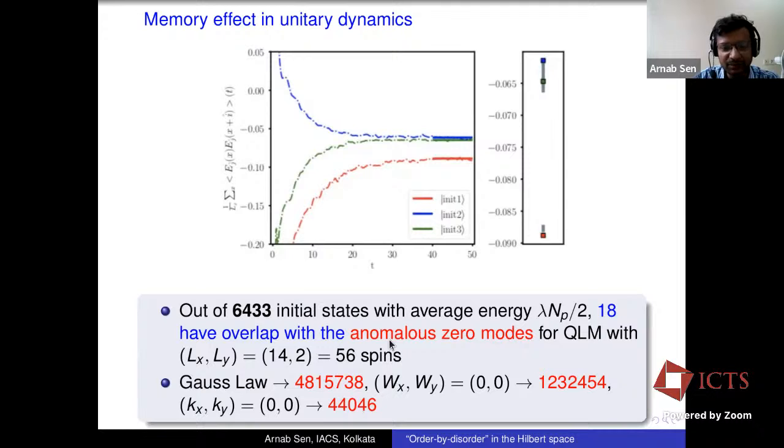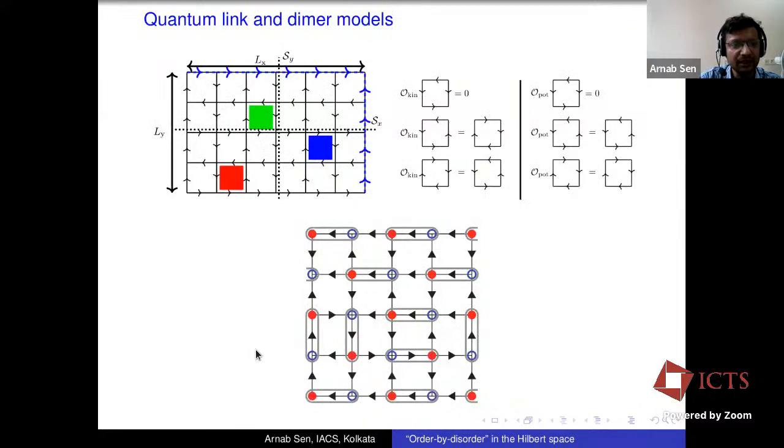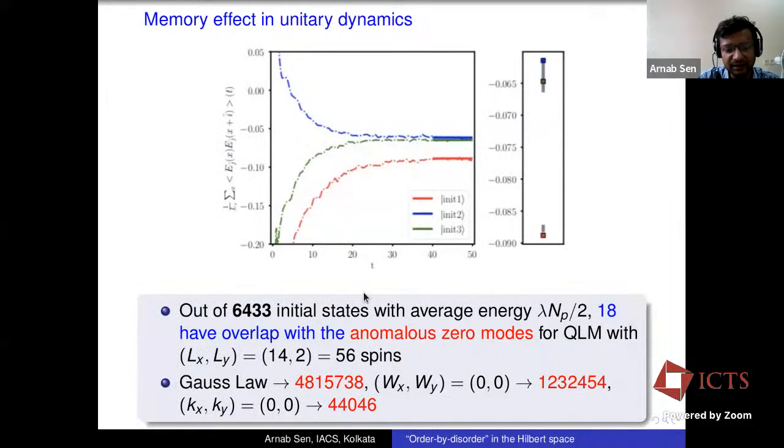So here, I'm just showing some exact diagonalization data for a quantum link model defined on a ladder system. So if you remember, just to go back here, this is my ladder. So imagine this is Lx and this is Ly. And I forgot to mention that I take periodic boundary conditions in both directions, both for this problem as well as for the quantum dimer problem. Okay, so I just take this ladder system, and let's say I fix Lx to be 14 and Ly is 2.